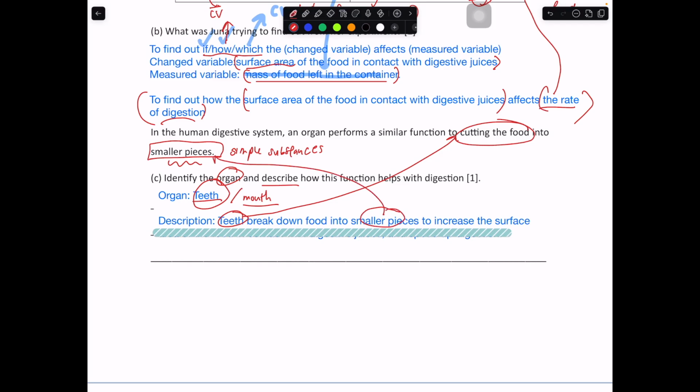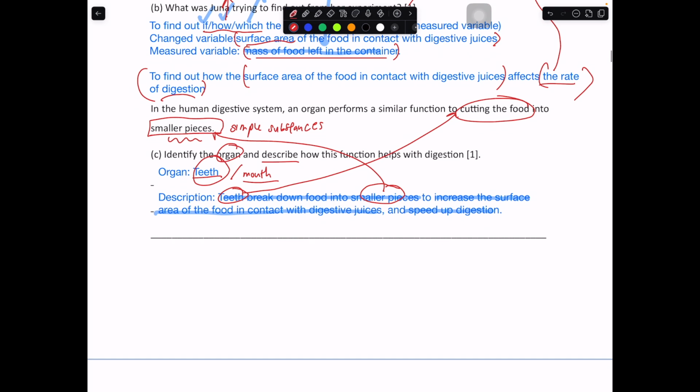Linked with this part, to increase the surface area of the food in contact with digestive juice, speeds up digestion. So what are the main components? One, break down food into smaller pieces. Two, increase surface area. Three, speed up digestion. These are the three key ideas, or at least this is how the teeth help in digestion: speeding it up by breaking the food into smaller pieces.